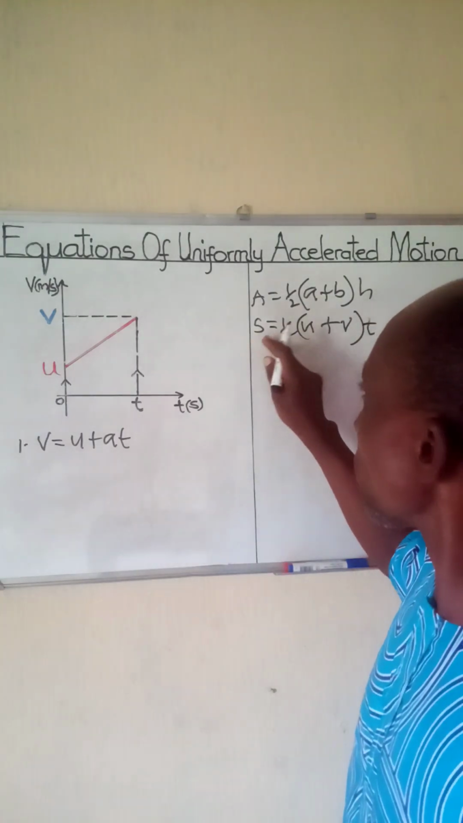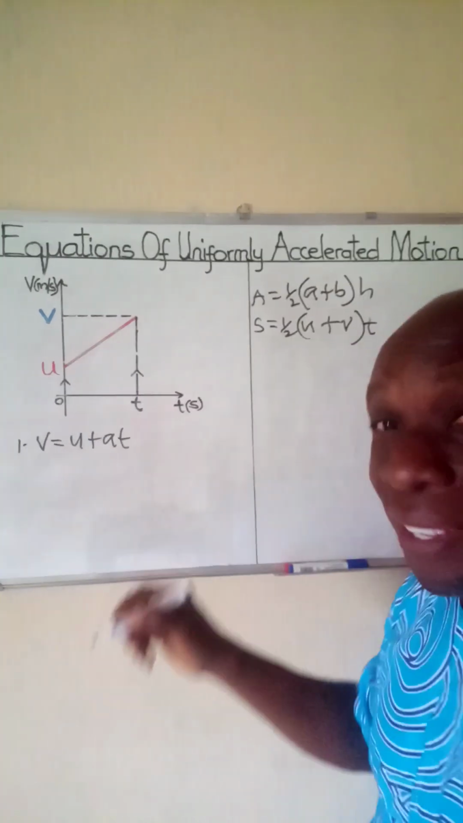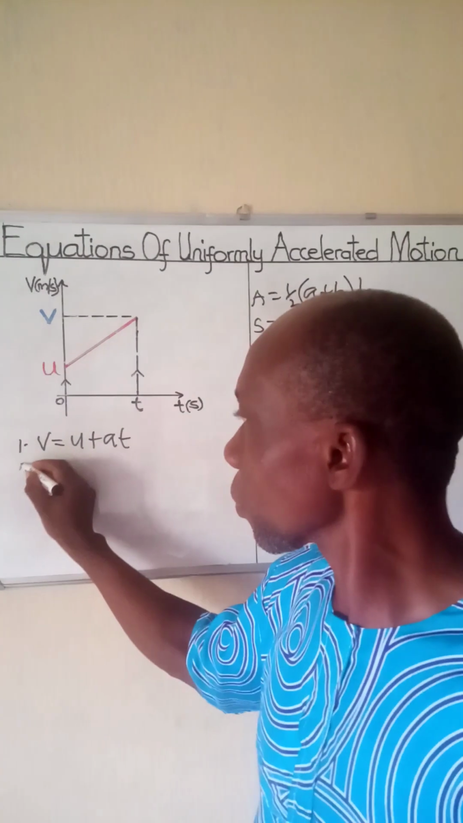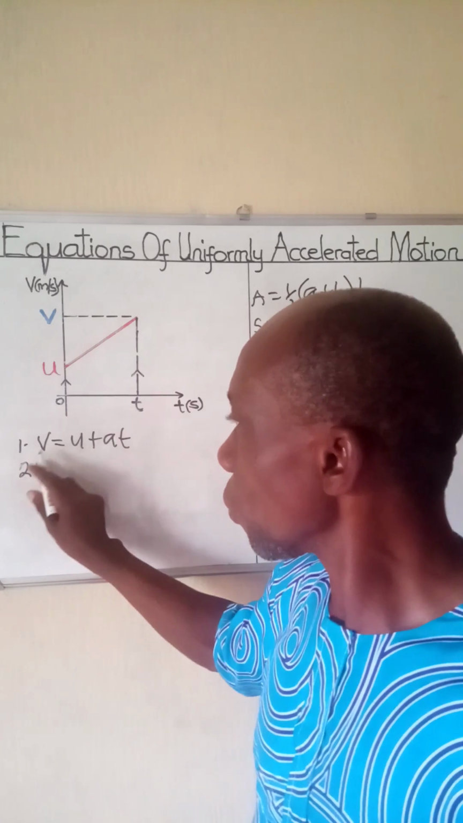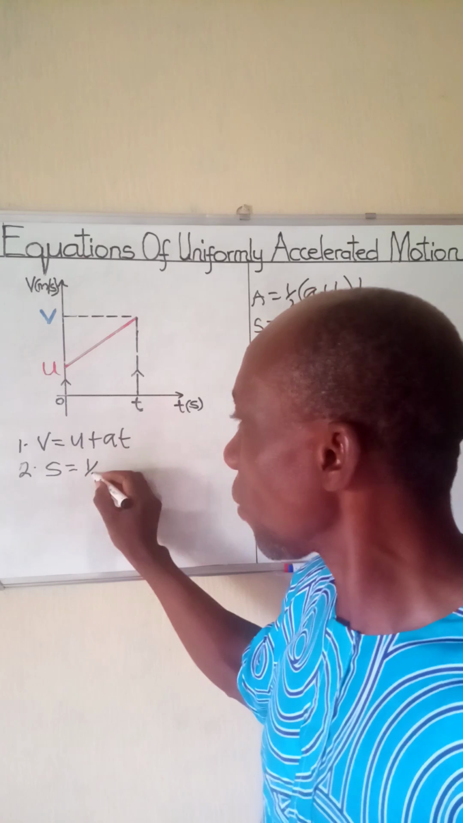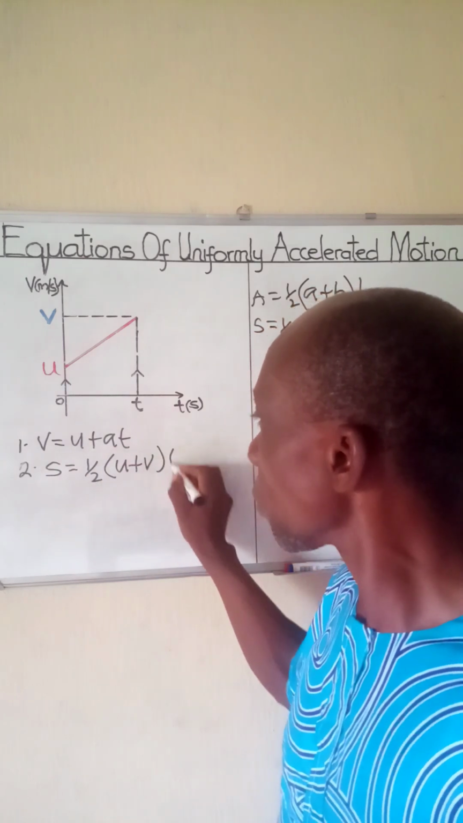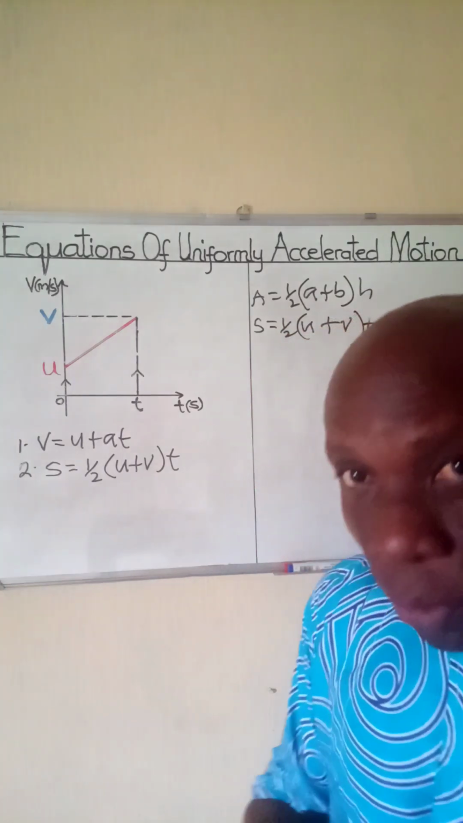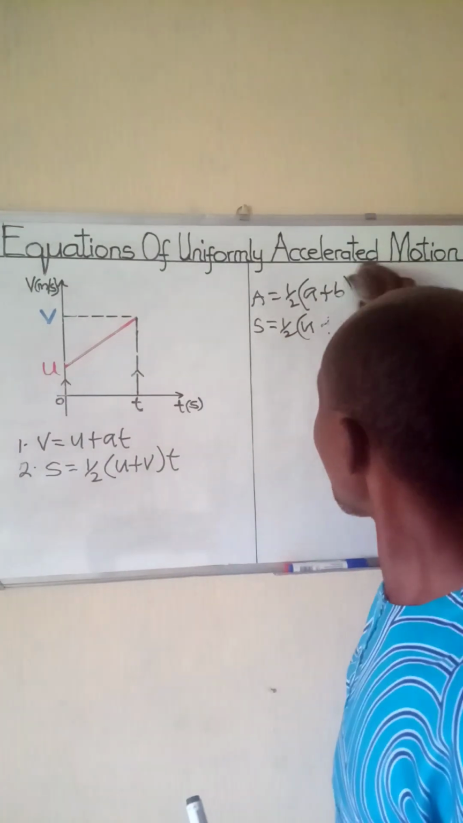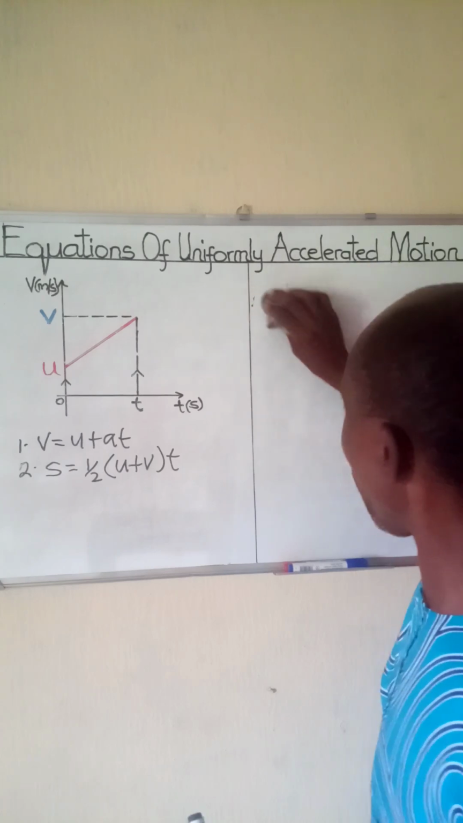So we have that S equals half (u plus v) multiplied by t. That's our second equation of motion. So the second equation of motion, we have that S equals half (u plus v) multiplied by t. Take note, we have obtained two equations of uniformly accelerated motion now on the horizontal plane.